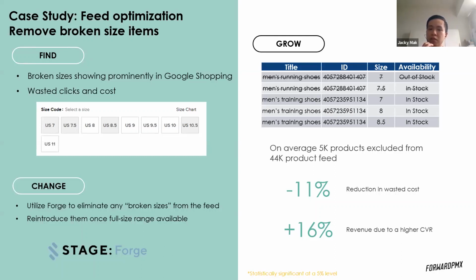Just an example here: on average, if we are managing a 44K product feed, we have removed around 5,000 products from the product feed itself. From the result here, we saw that we reduced the wasted cost by 11%. And for the whole campaign, we improved the revenue by 16%. So it's just a minor twist, removing the broken size items, that can already impact your performance on a very large scale. Of course, that is one example, and you should also customize your feed based on your market, your industry, and your own business needs.